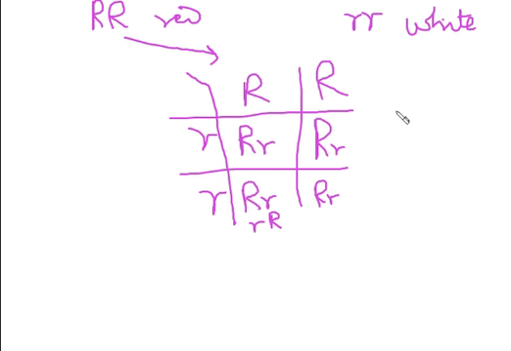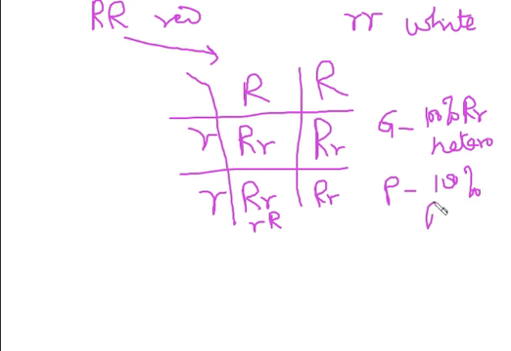So if you look at this genotypically, you can see in all cases the probability is 100% is this, or what we would say 100% is heterozygous. Phenotypically, again, these will all be pink, so we say 100% is pink. That's phenotypically, that means what you see.